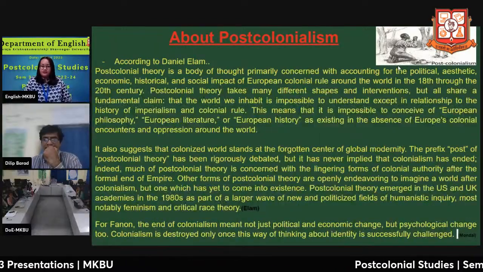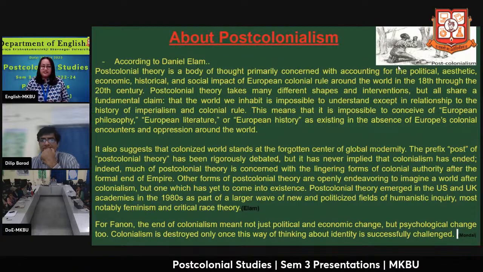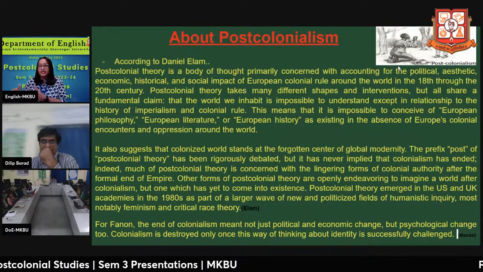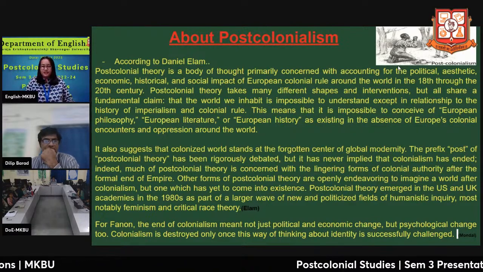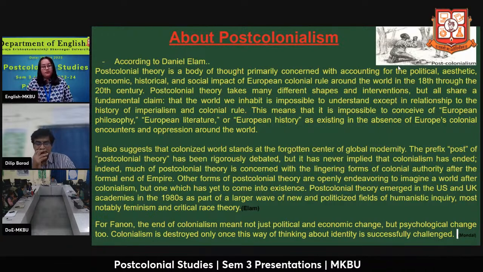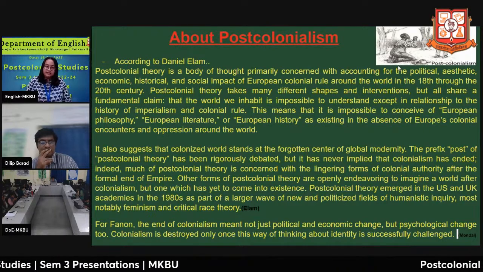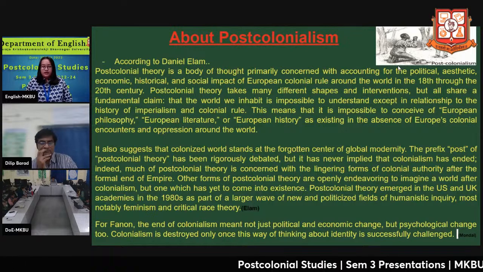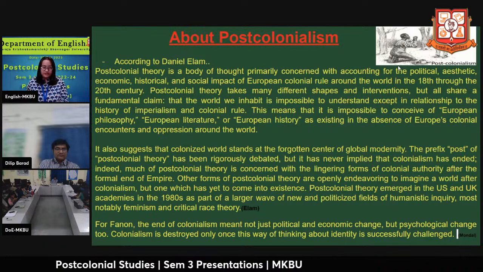About post-colonialism, post-colonialism in easy language is how the world thinks politically, educationally, economically, historically, and socially. According to Daniel M., postcolonial theory is a body of thought primarily concerned with accounting for the political, aesthetic, economic, historical, and social impact of European colonial rule around the world from the 18th through the 20th century.